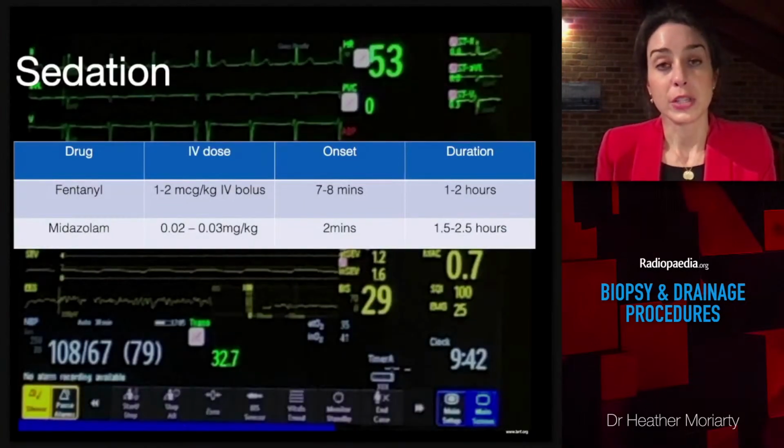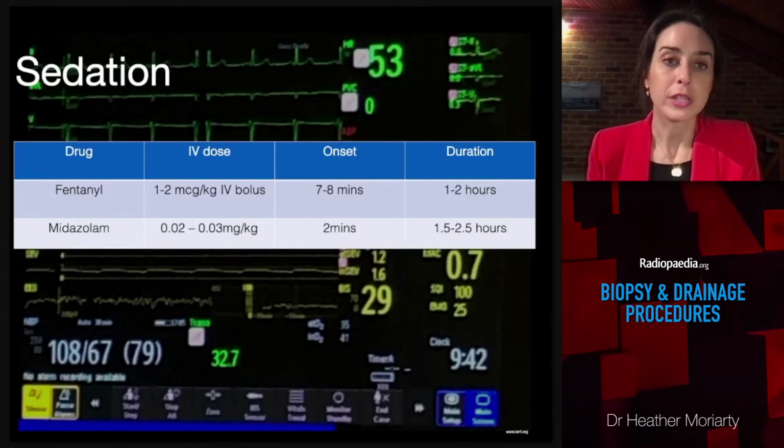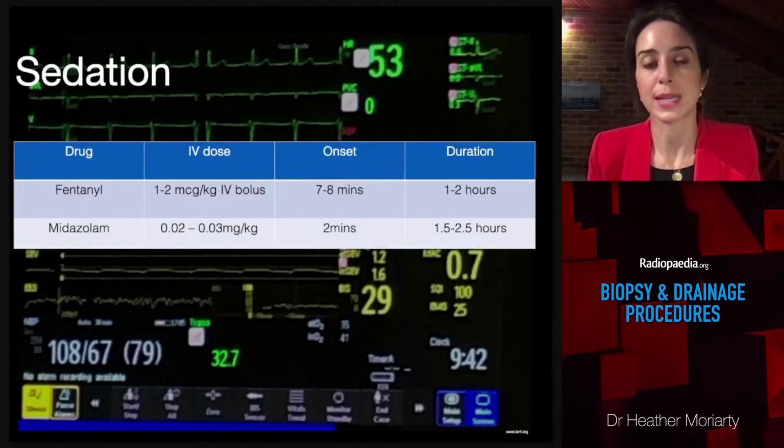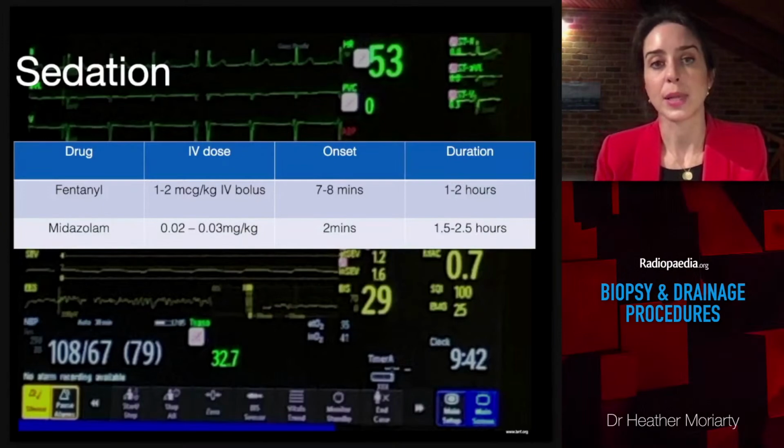The need for sedation should be planned with your patient pre-procedure. Short-acting sedatives and opiates are very useful. In a well patient, I might start with 25 or 50 of fentanyl and 1 milligram of midaz. The onset of midaz is about 2 minutes and 7 to 8 minutes for fentanyl.